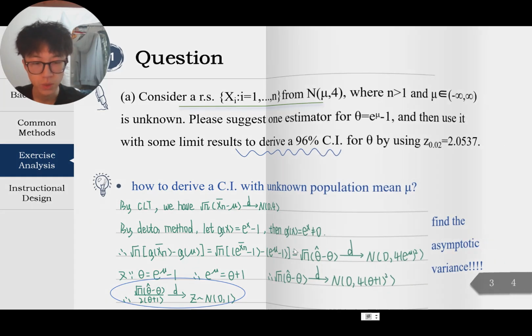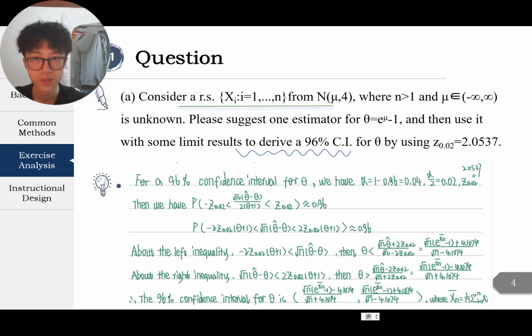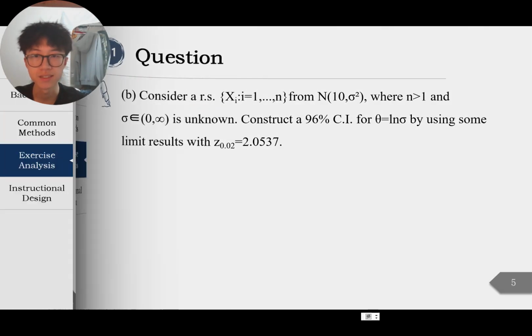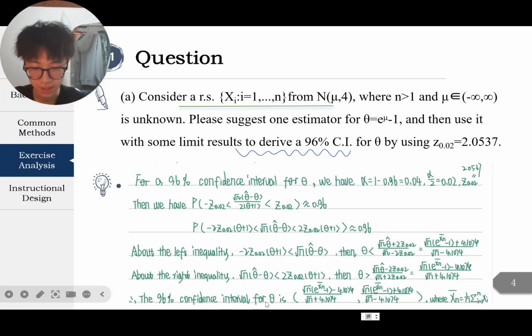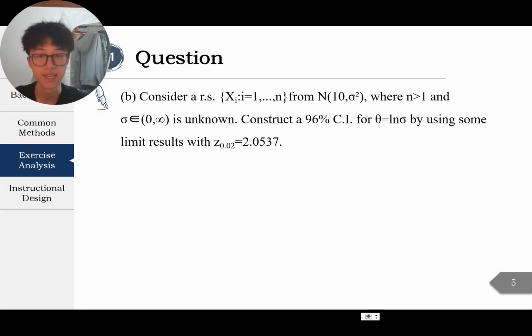Next, this random variable obeying the standard normal distribution is placed in the interval from minus z 0.02 to z 0.02, and a 96% confidence interval for theta can be obtained by simplifying both sides of the inequality separately. This is the first question. And let's look at part B of the first question.